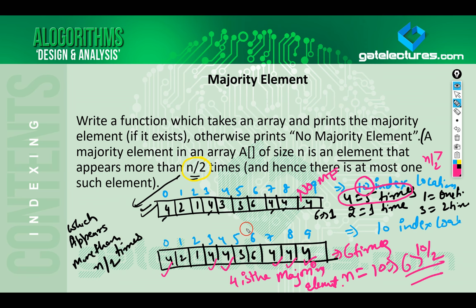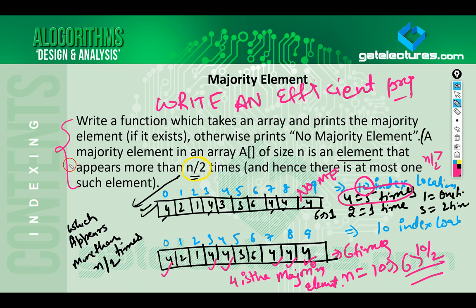Now, solving this problem is very easy. I know you can easily write a program. Even any new programmer can easily write a program. But the question here is not just about writing a program. The problem is to write an efficient program. Now can you solve this problem? Just as a spoiler alert, you have to solve this problem in order of n time. Can you solve this problem in order of n time? Which is again very efficient.